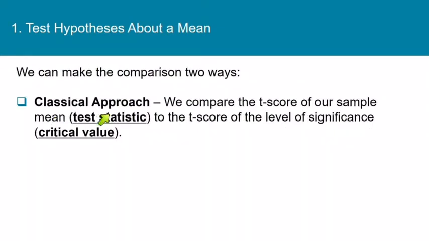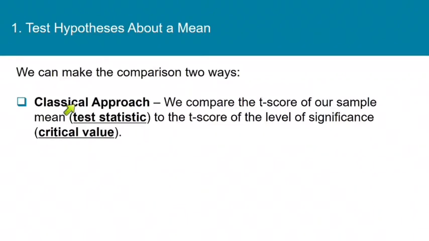The first way I'm going to show you is called the classical approach, where we are going to compare the t-score of our sample mean, which is called the test statistic, to the t-score of the level of significance, which is called the critical value.